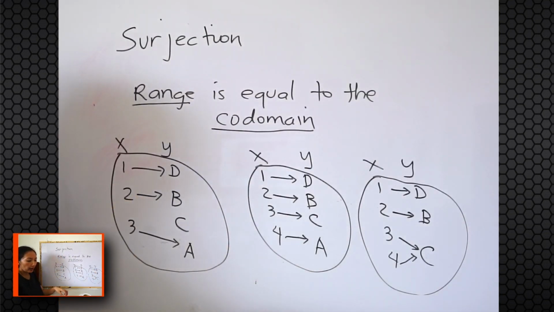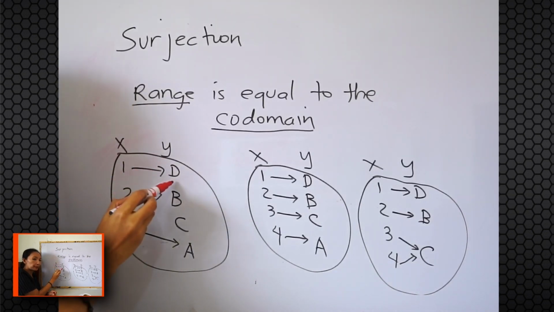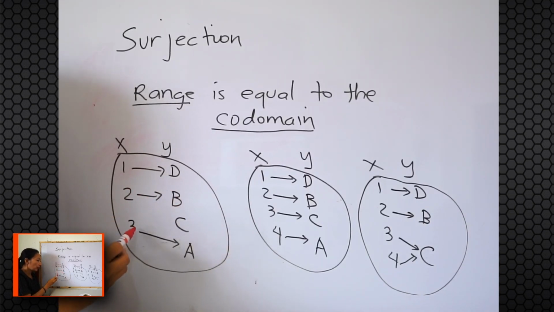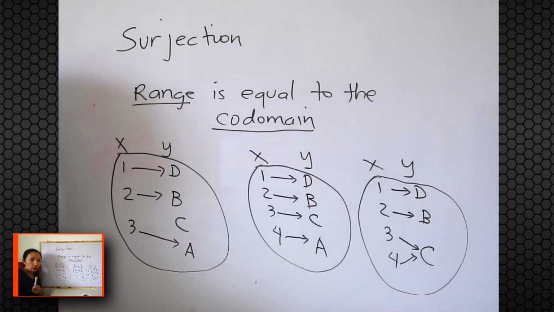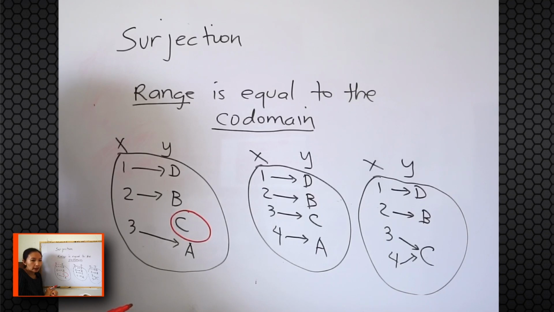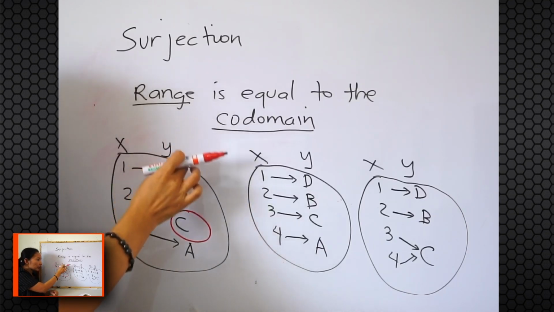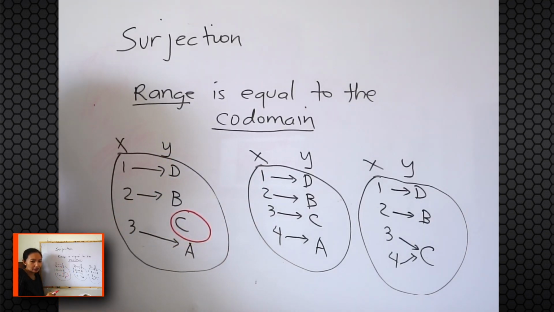Look into the first arrow diagram. What are the elements of X? 1, 2, 3. Look, 1 is mapped to D, 2 is mapped to B, 3 is mapped to A. What do you notice about the Y elements? There is one element of Y which is not mapped to any x element. But take note, it's part of the codomain. C is part of the codomain. There is one element of y left.